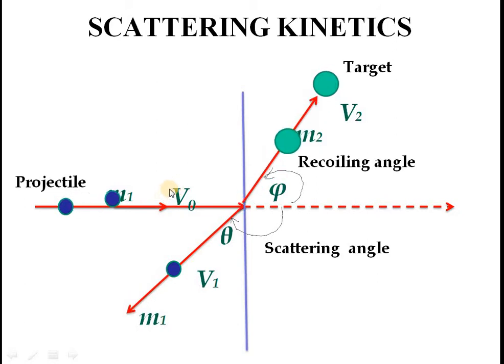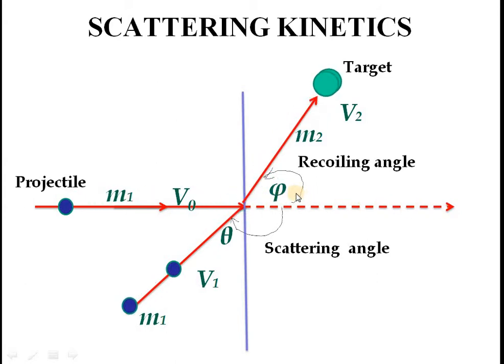Okay, with a velocity v0 it is colliding. So after collision, what is happening? Your target, of mass say m2, recoils with some velocity v2 at an angle phi. That angle is called the recoiling angle. Understand? So phi is the recoiling angle that is measured with reference to the x-axis.